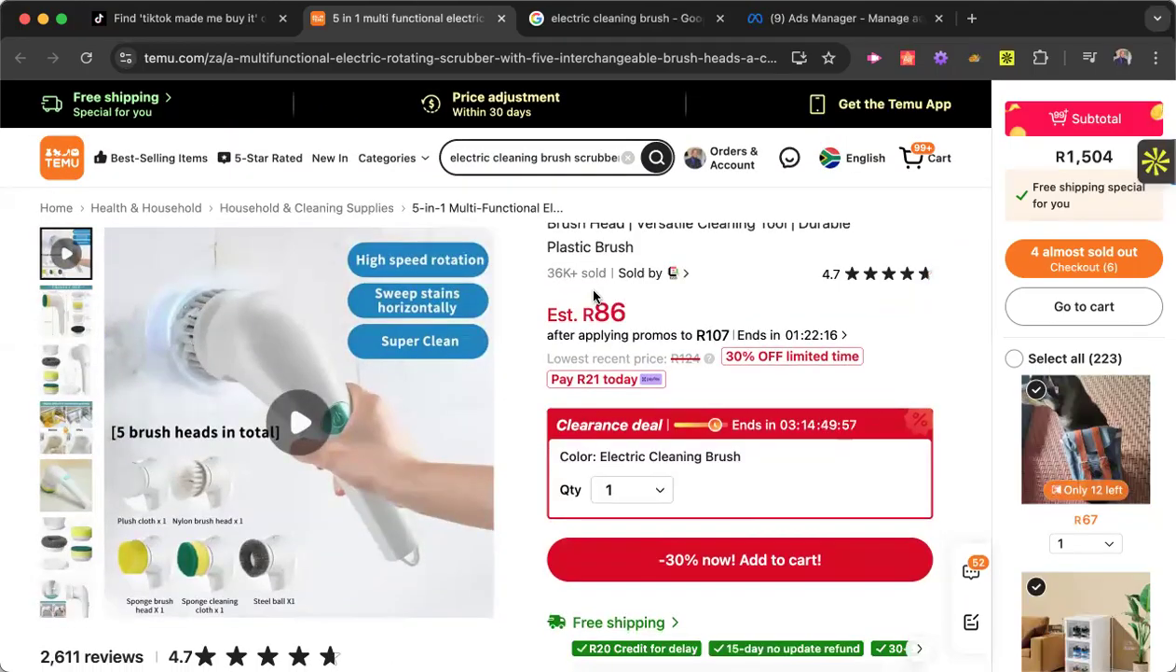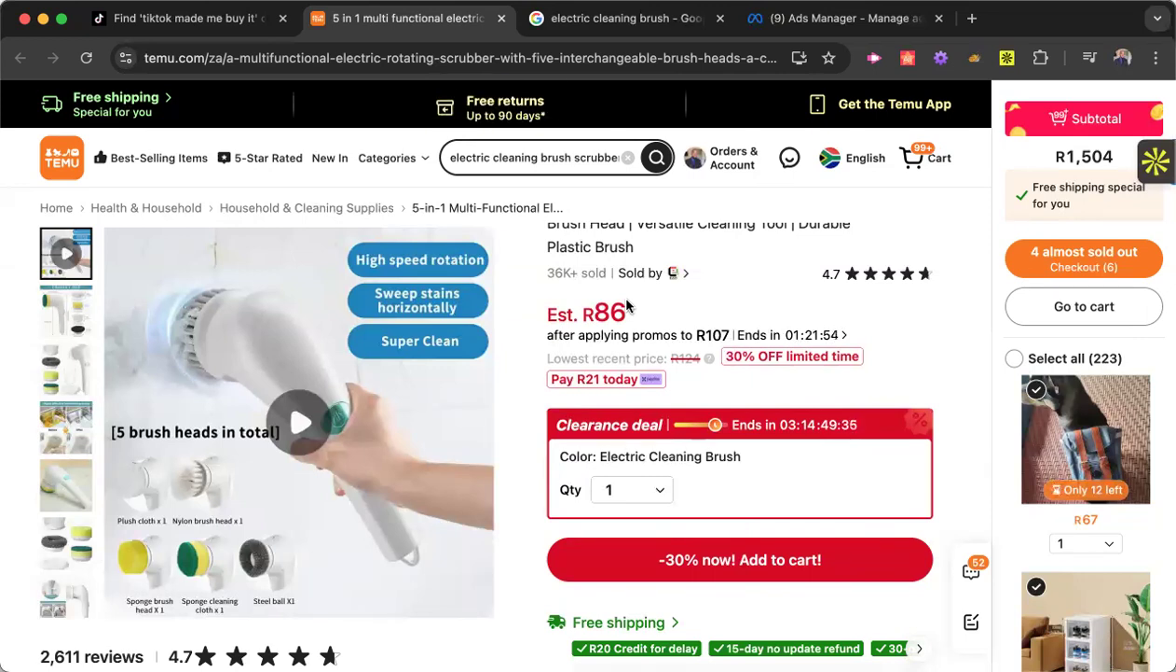So if we can get this for 86 Rand and make a profit, let's say aim for 300 Rand profit. So let's say if we were able to sell this for 486 Rand, I'd be happy for everybody. But the higher, the better. But let's just be conservative and say we can sell this product for 486 Rand.